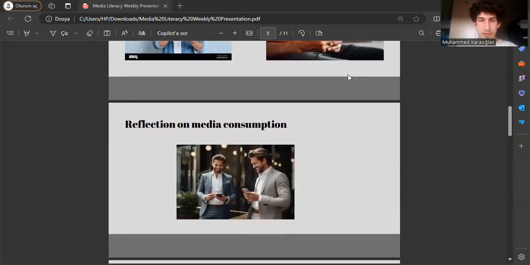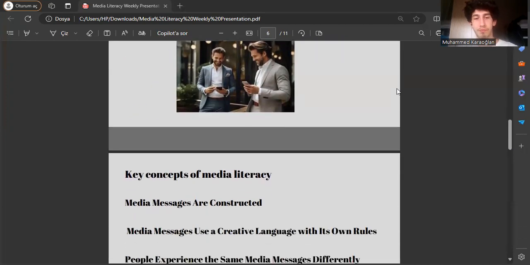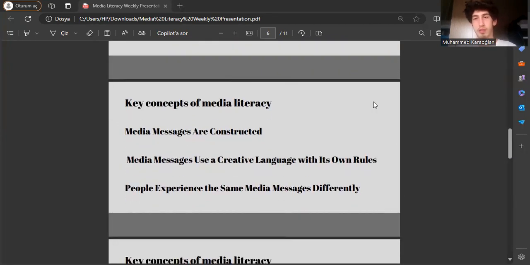So let's skip to the next part, reflection on media consumption of my friends. My friends are a bit better than me at critical thinking, but they spend nearly the same hours as me on media consumption. So our main topic is the key concepts of media literacy this week.